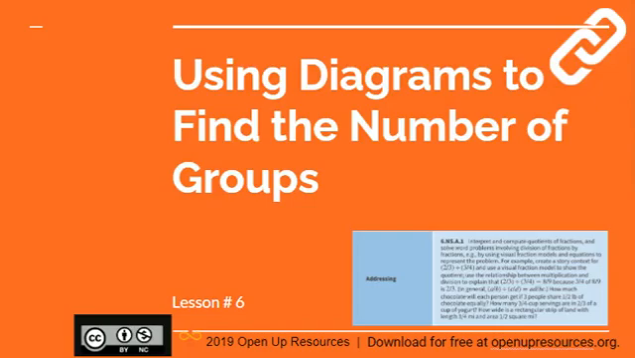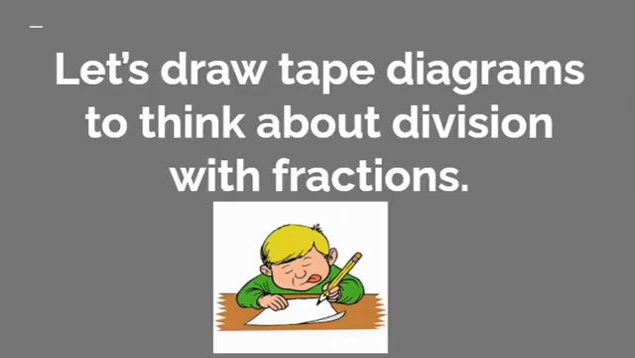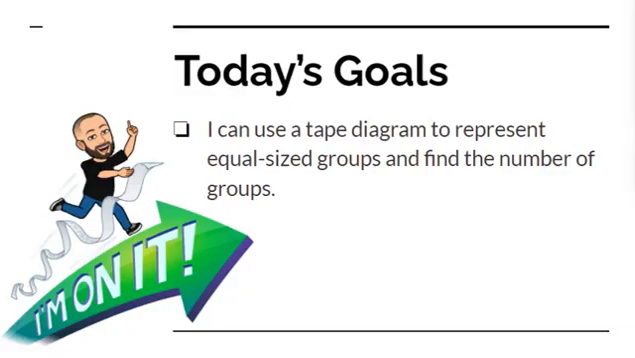Using diagrams to find the number of groups. So we're going to talk about using tape diagrams to help us think about division and fractions. Today's I can statement: I can use a tape diagram to represent equal sized groups and find the number of groups. So make sure you have your I can statements, today's date, and page number, and you're ready to move on.